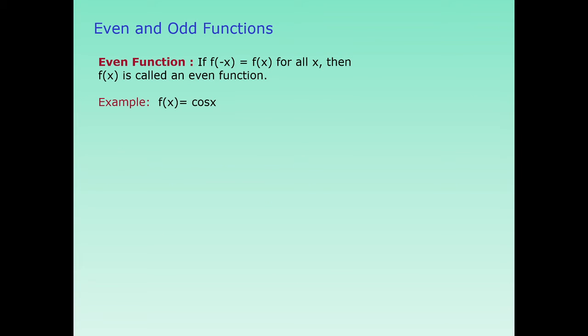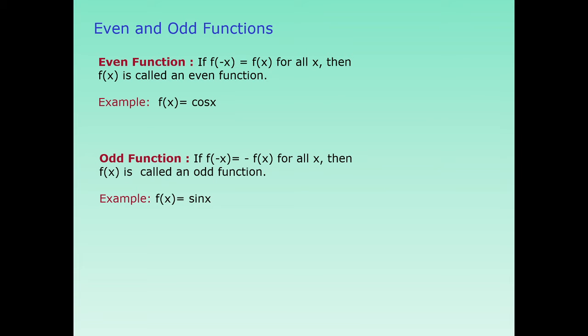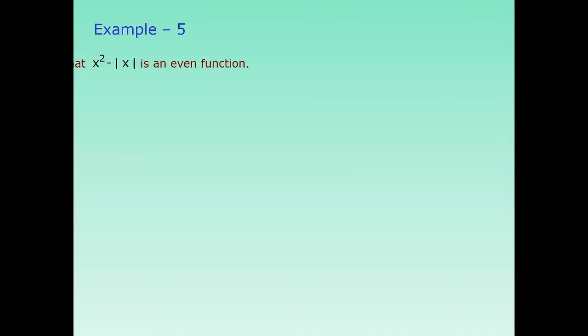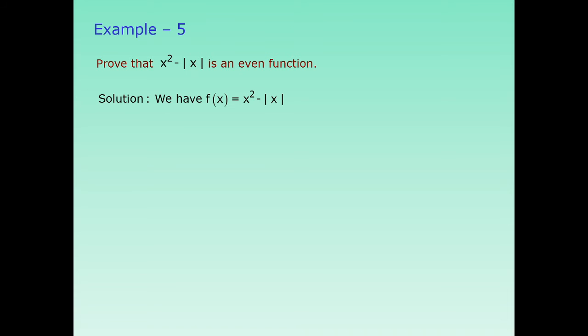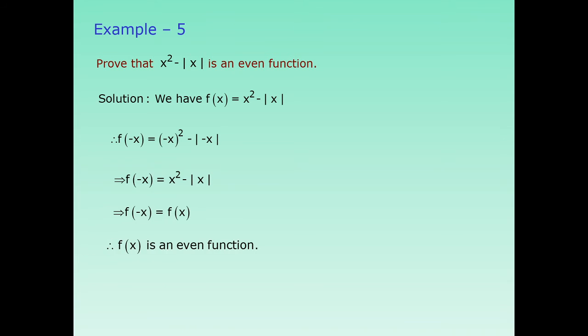Even function, that is f(-x) equal to f(x) for all x, for example cos x, and odd function, f(-x) equal to -f(x). Even functions have their graph symmetrical about the y-axis, and odd functions have their graph symmetrical in opposite quadrants. x square minus mod x is an even function. You can also see that the sum and difference of even functions is even. You can also do it by the definition.